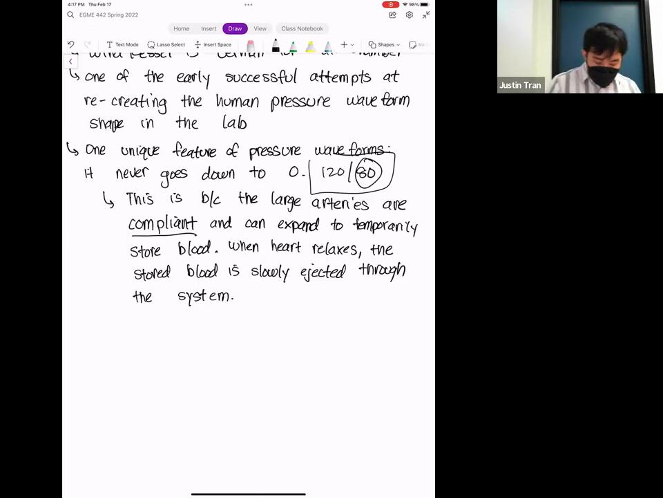Okay. Another consequence of this is that because your pressure never goes down to zero, there's always a mean pressure. There's always an average pressure inside your system. So in other words, you can say that your blood flow is always pressurized.